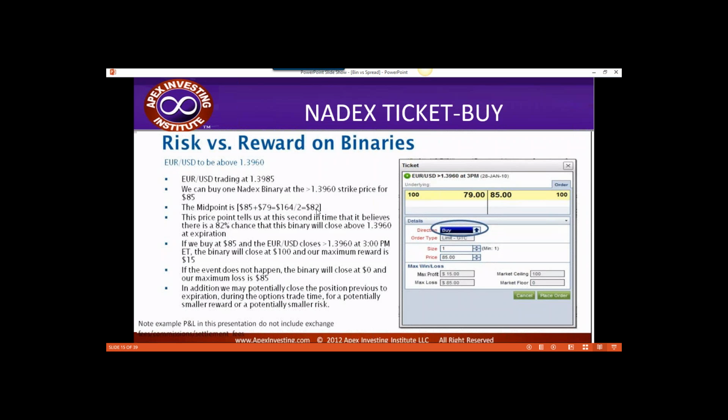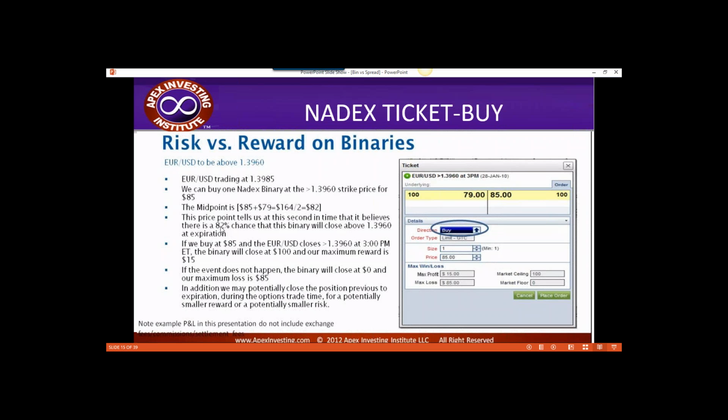Now why is that even relevant? Well, this price point tells us right now, at this second in time, that it believes there's an 82% chance that this binary will close above 1.3960. So in a sense, you can look at these prices on Nadex, come up with a midpoint, and it gives you a percentage of probability.